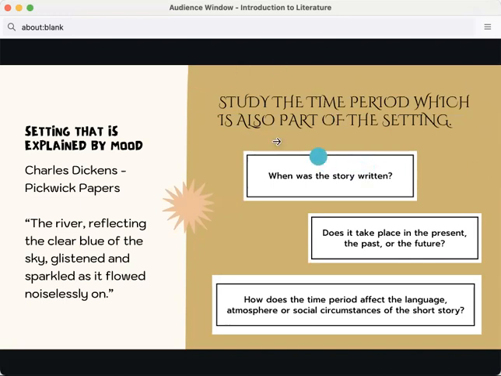When we try to analyze the time period of the setting, we can try to find the exact or the detailed time when the story was written, or maybe the place, whether it's in the future, in the past, or in the present time, and also how the time period affects the language or the atmosphere or maybe the social circumstances in the story.